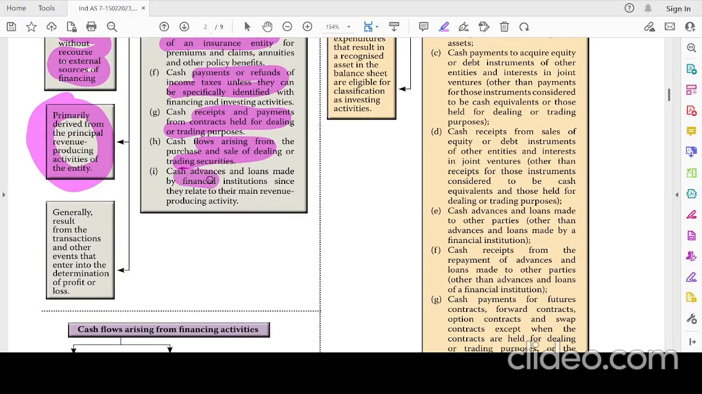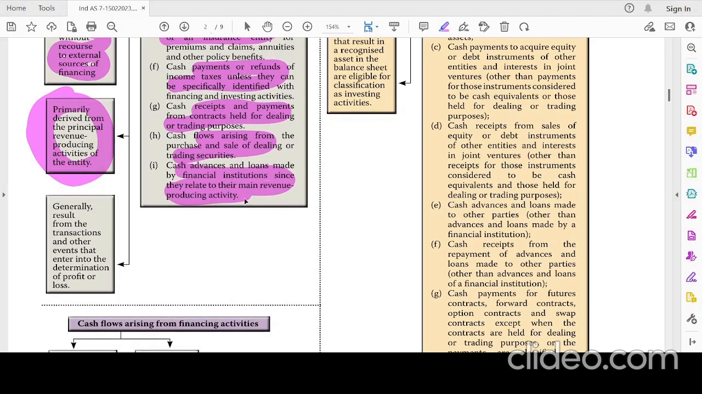Then financial institutions, since revenue producing is the major activity. In the case of financial institutions, their main revenue generating activity is to give loans and take deposits, right? So for them, giving loans and advances will be forming part of the operating activity rather than the financing and investing activity. Also, if I am into share trading business, share trading will be forming part of my operating activity and not the investing activity.